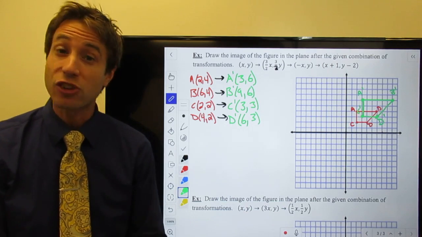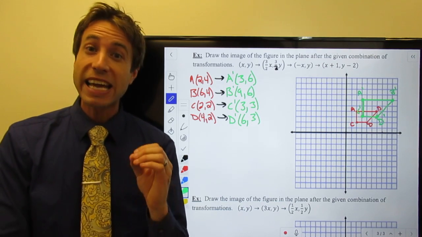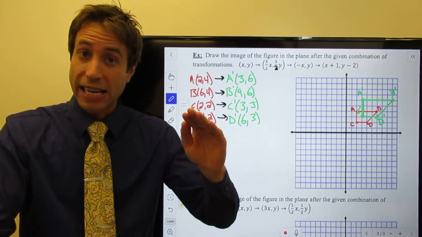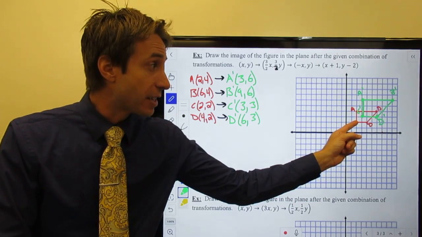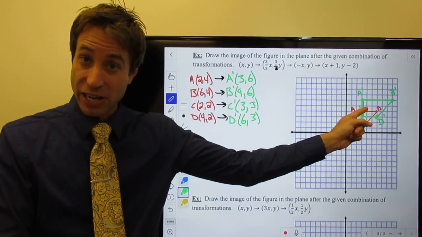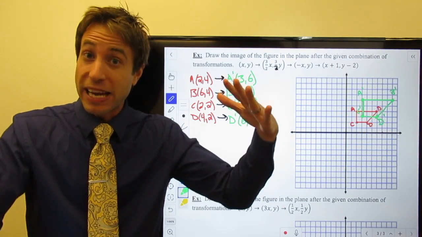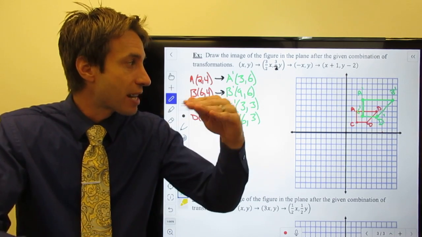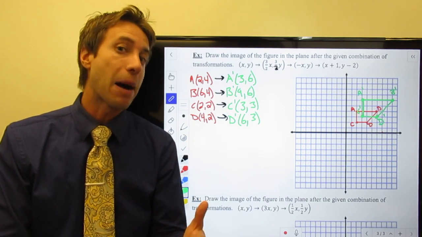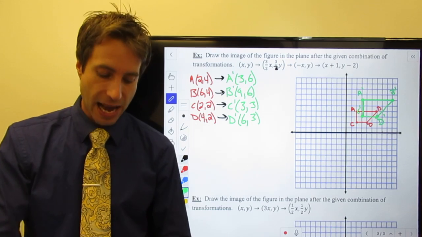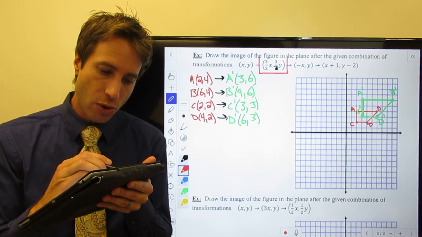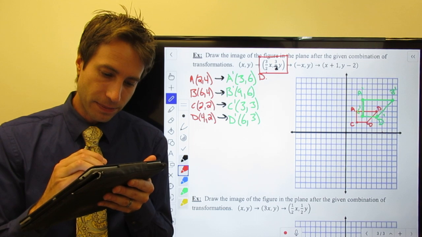Now, here's what you should notice. Hopefully you can pretty clearly see that my image has gotten bigger, right? I've stretched the original figure to what is now my new figure that's bigger. I've increased its size, right? I've stretched that figure. I have not preserved shape or size. That's because this guy right here is what's known as a dilation.